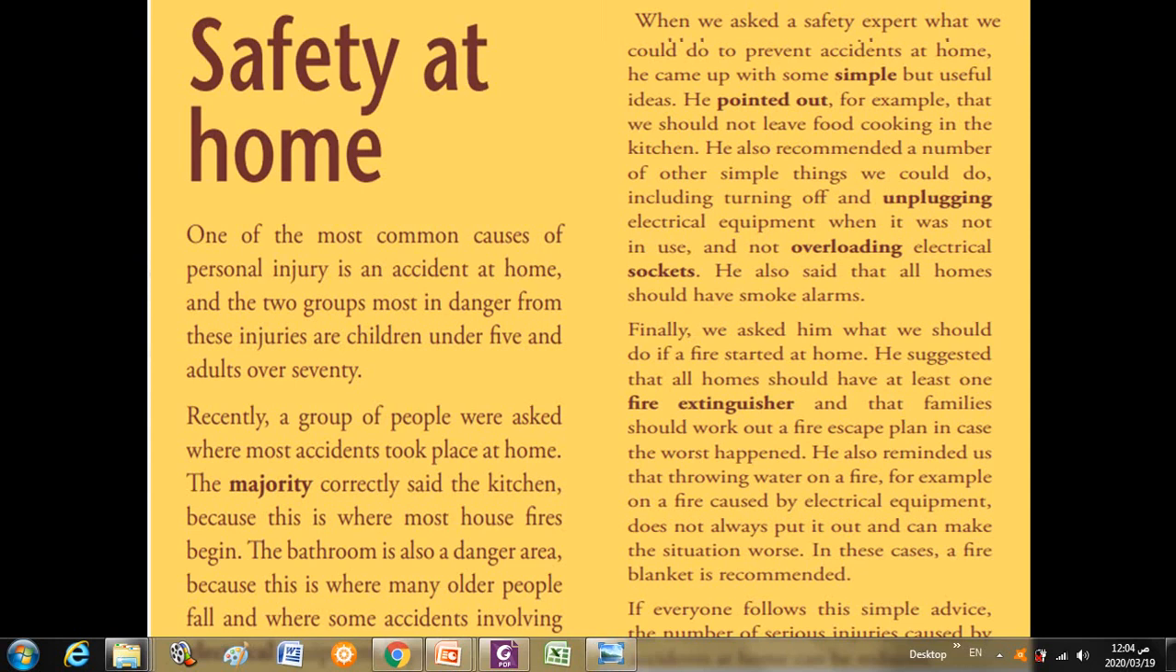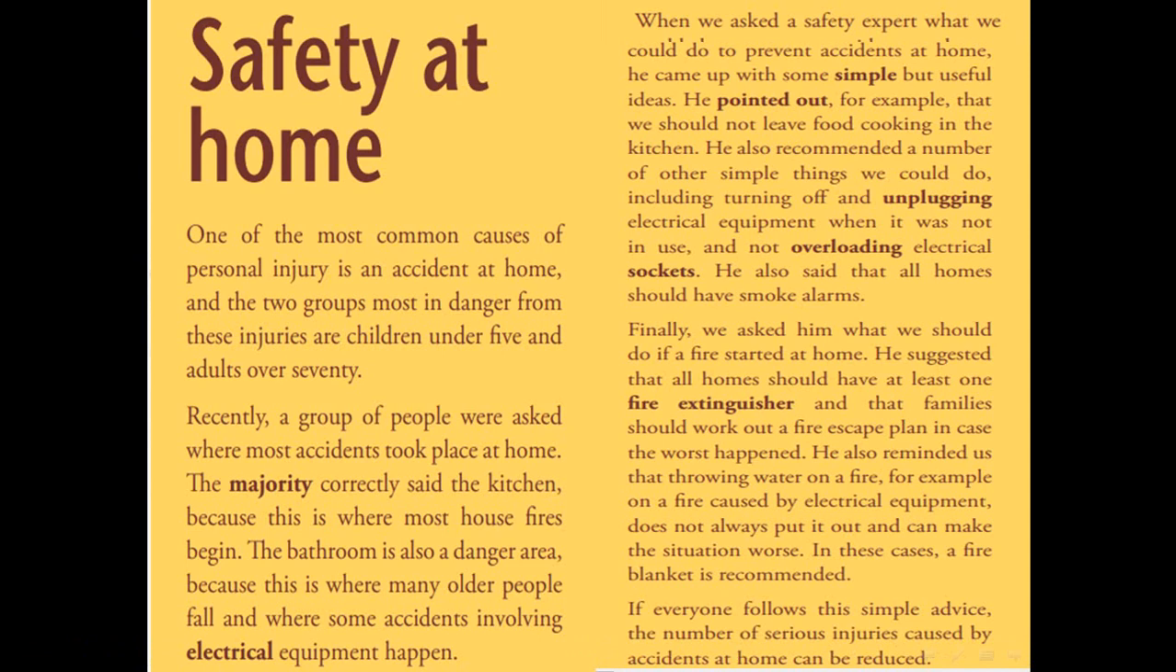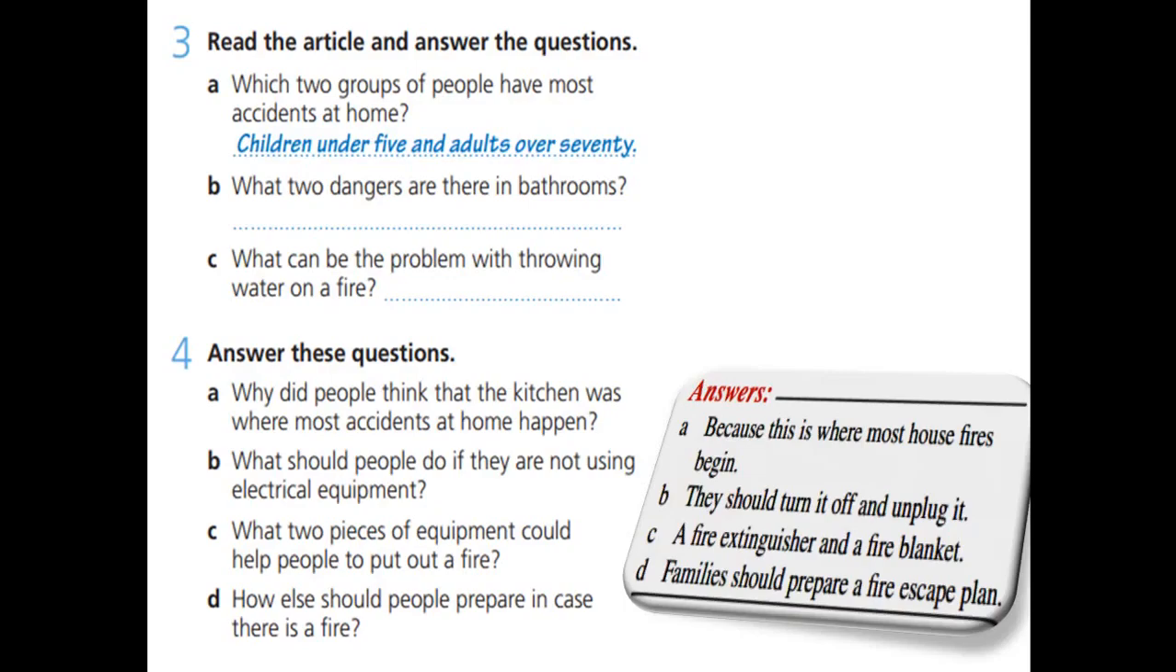Finally, we asked him what we should do if a fire started at home. He suggested that all homes should have at least one fire extinguisher, and that families should work out a fire escape plan in case the worst happened. He also reminded us that throwing water on a fire, for example on a fire caused by electrical equipment, does not always put it out and can make the situation worse. In these cases, a fire blanket is recommended. If everyone follows this simple advice, the number of serious injuries caused by accidents at home can be reduced.